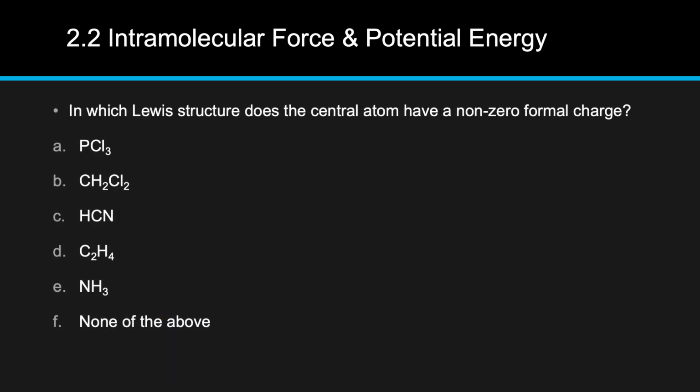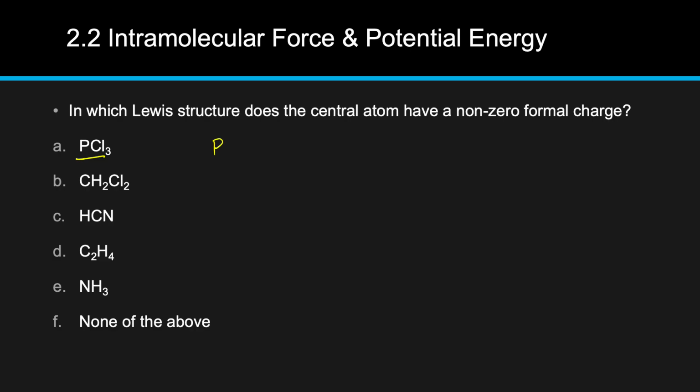In which Lewis structure does the central atom have a non-zero formal charge? So let's go ahead and practice drawing some of these Lewis structures. First we have PCl3. We know phosphorus, since there's only one of them, is probably going to be our central atom. So we're going to put that in the middle.